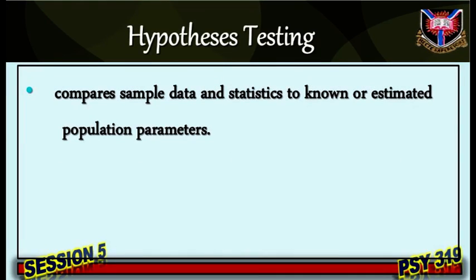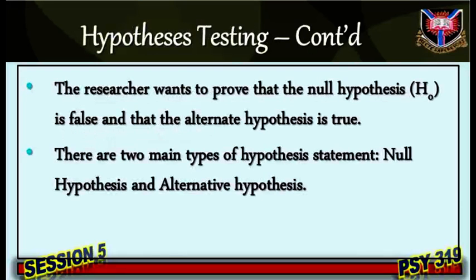However, hypothesis testing compares sample data and statistics to known or estimated population parameters. In hypothesis testing, data are collected from a sample of the population which will either refute or support the hypothesis. In a nutshell, the researcher wants to be sure that he or she is not in error with the prediction. The researcher wants to prove that the null hypothesis H0 is false and that the alternative hypothesis is true.